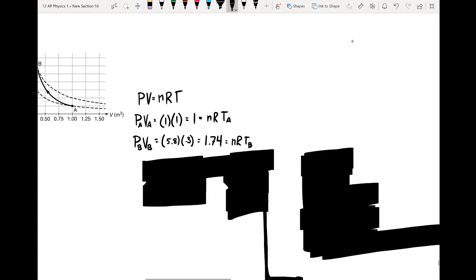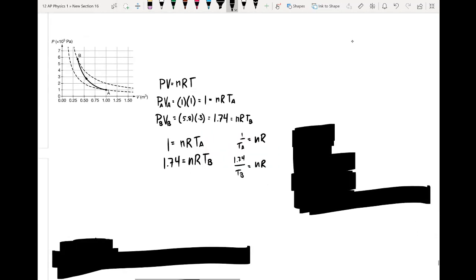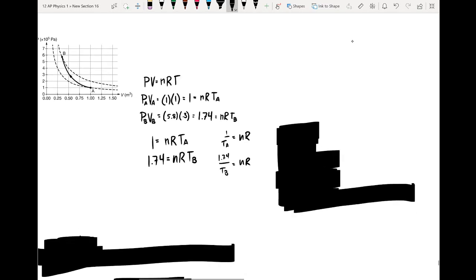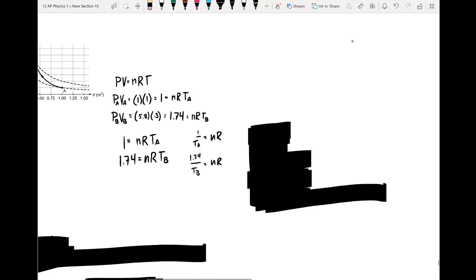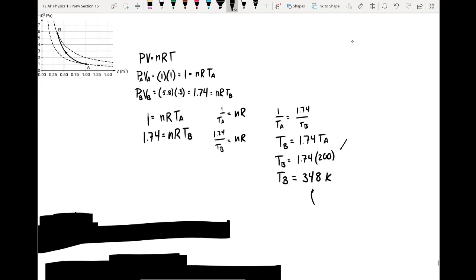So P times V is equal to nRTA. P times V is equal to nRTB. So now we have this situation where we can set up a ratio. We can say, well, 1 is equal to nRTA and 1.74 is equal to nRTB. So again, just our gas law, and then shuffle things around and say, well, nR is not changing. So we can equate these two through n times R, our number of moles times our gas constant. We can set those equal to each other, do some cross multiplication, and get TB is equal to 1.74 times TA. TB equals 1.74 times 200, that given temperature. So TB is about 348 kelvins.